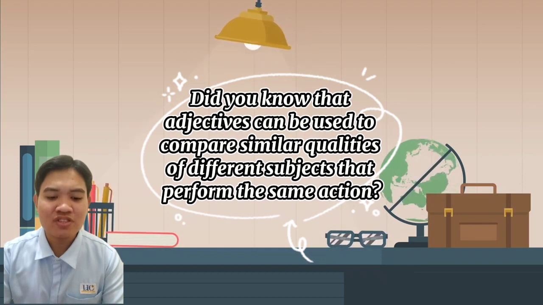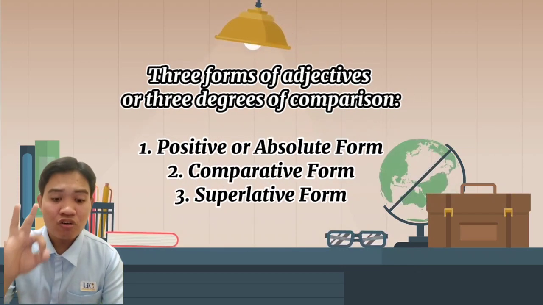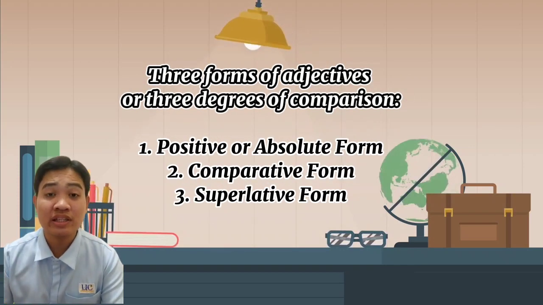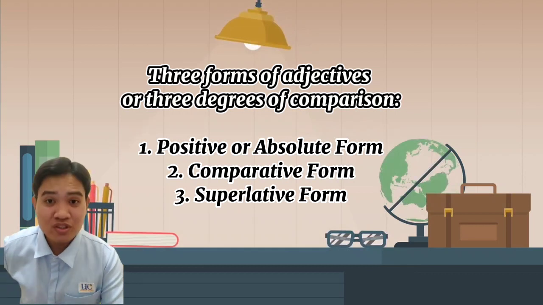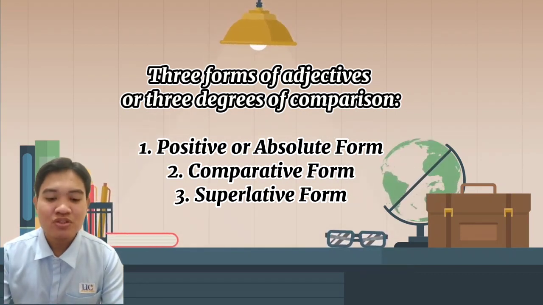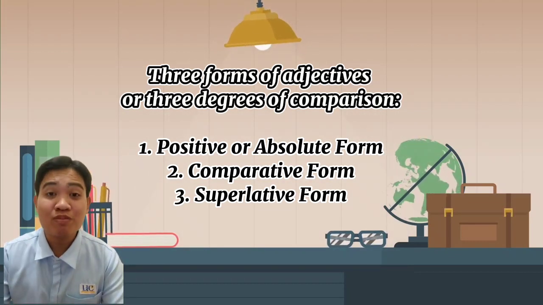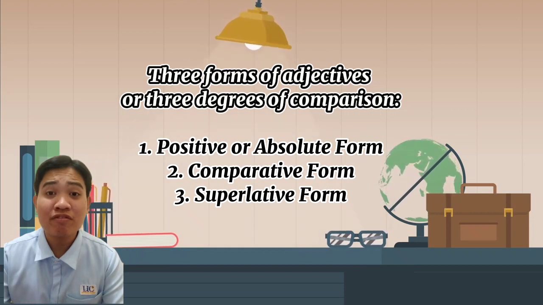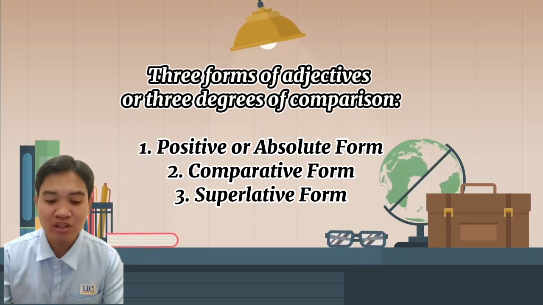And did you know that adjectives can be used to compare similar qualities of different subjects that perform the same action? Yes, that is right. That's why there are three forms of adjectives, also called the three degrees of comparison of adjectives. So what are those? These are the positive or absolute form of adjectives, the comparative form of adjectives, and the third one is the superlative form of adjectives. So let's get to know each one of these forms of adjectives.